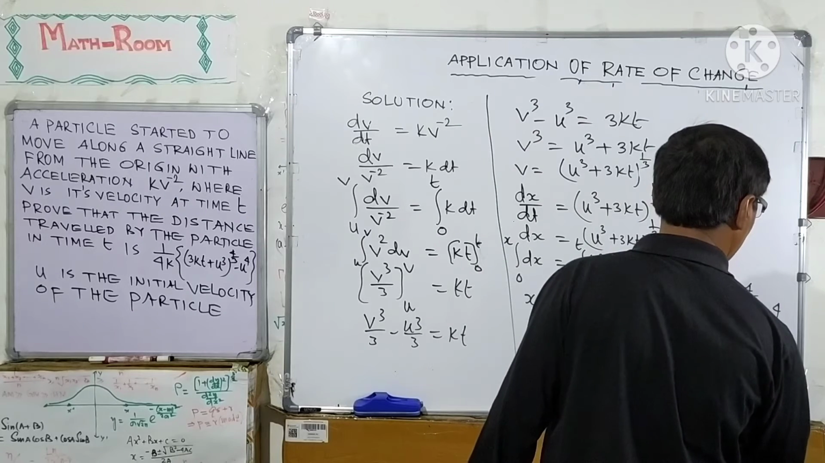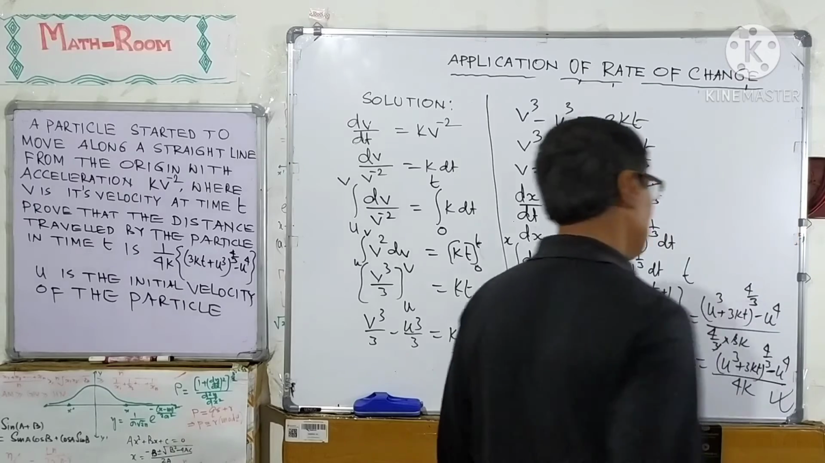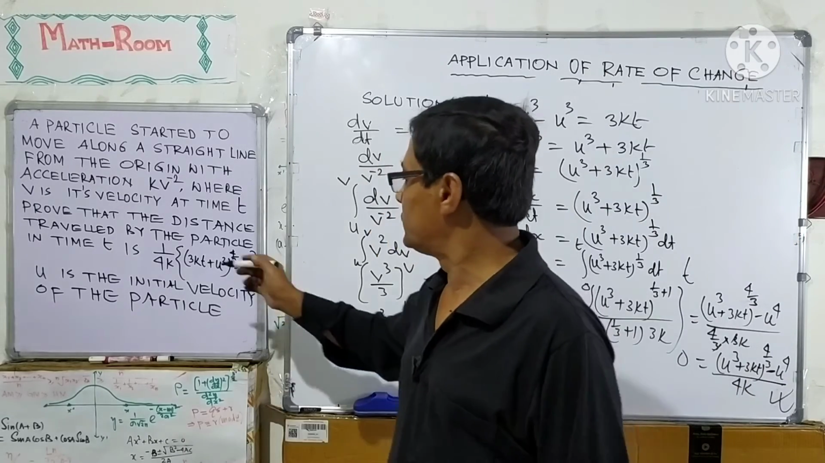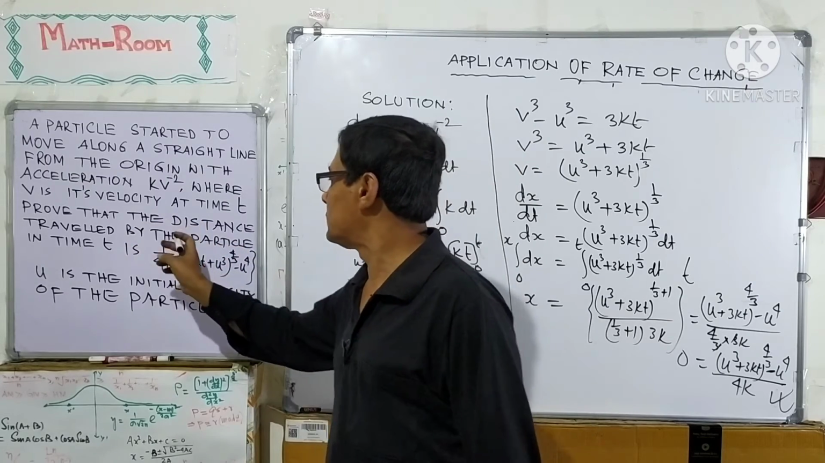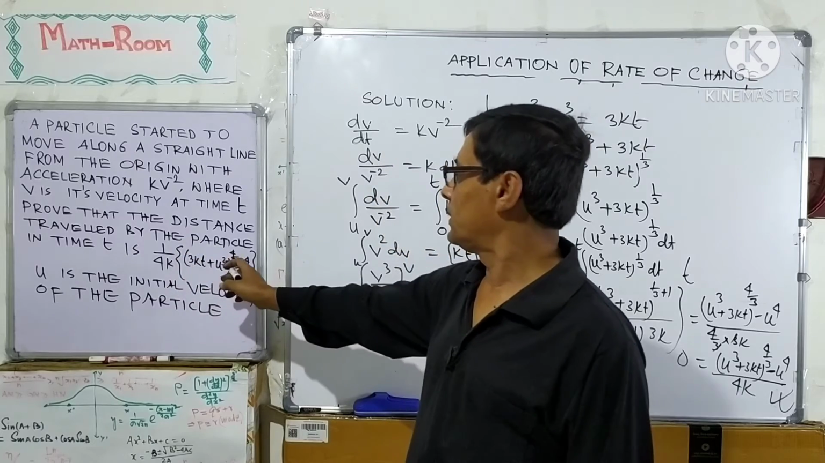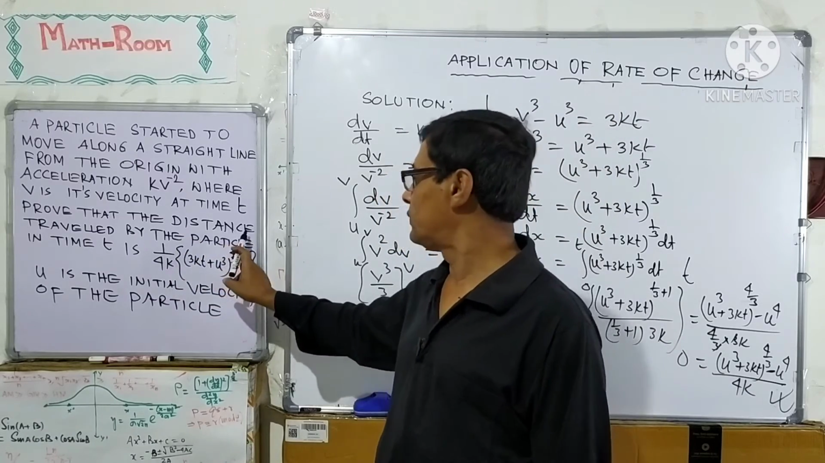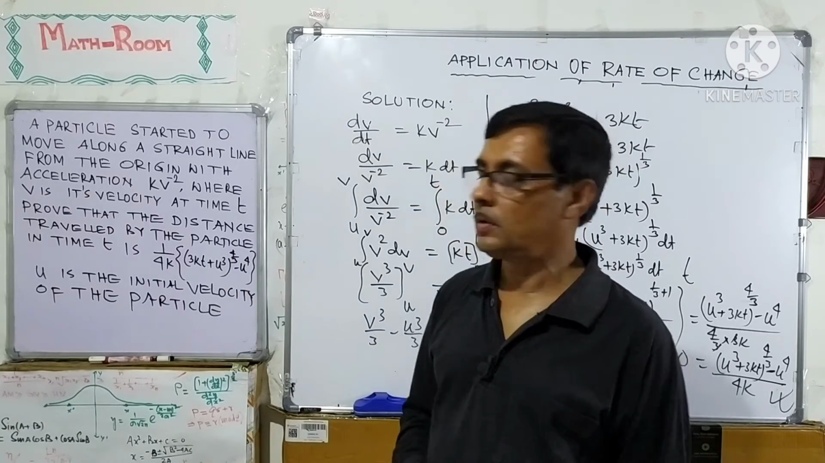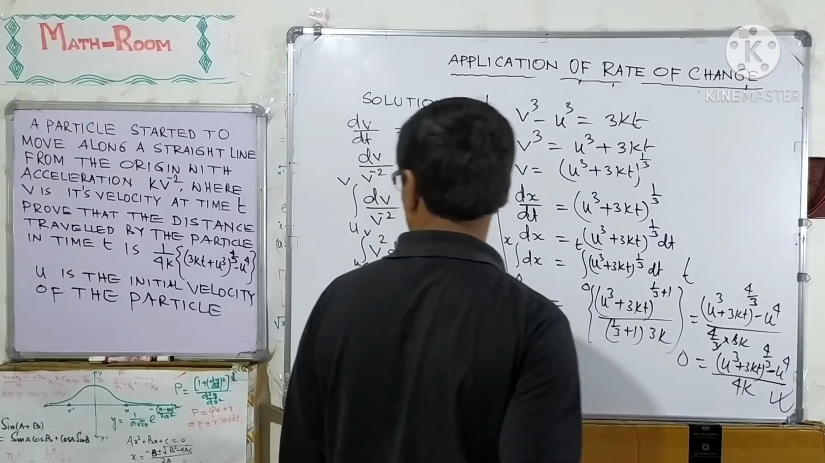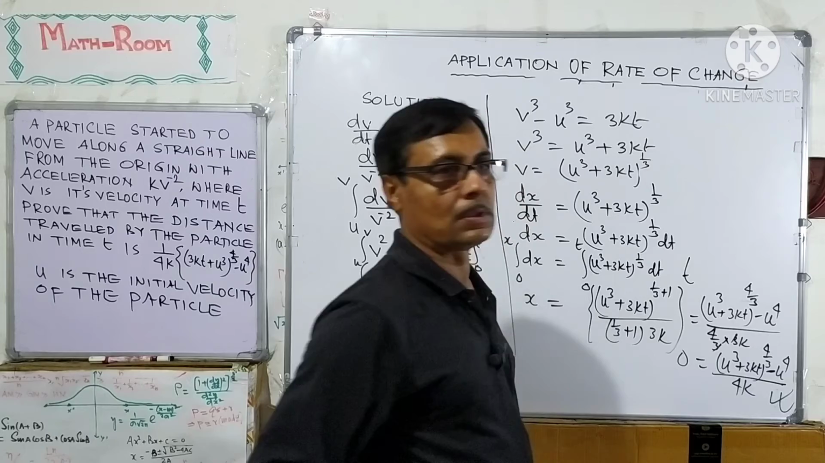This is the result. We have proved this result. We have to prove the distance travelled by the particle in time t as 1 over 4k into 3 kt plus u cube to the power 4 over 3 minus u to the power 4. Thus, we have proved the distance travelled by the particle as this.